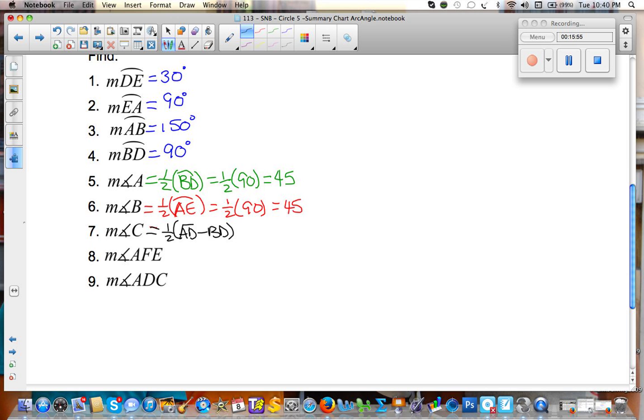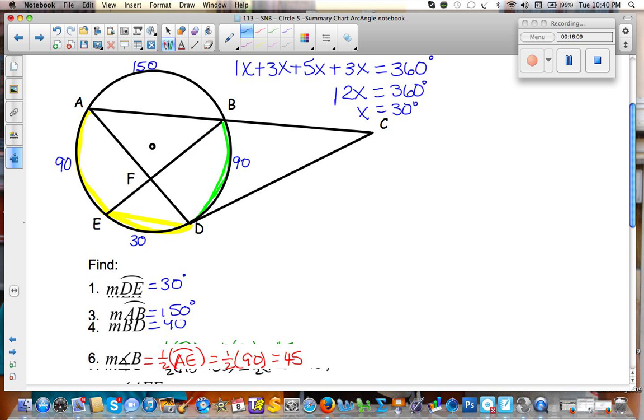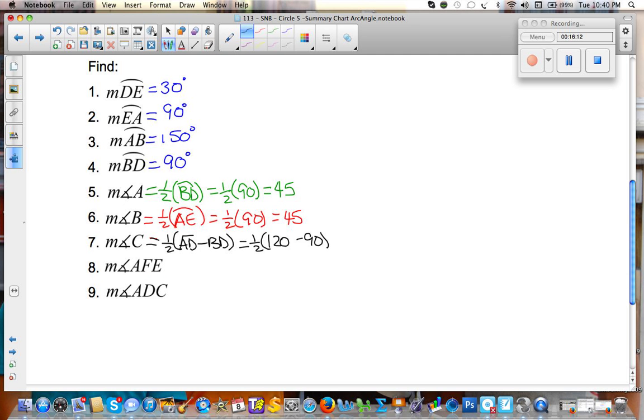So that's going to be equal to 1/2. And we already said the measure of arc AD was 120 minus arc BD is 90. Let me just double check my letters here. AD, BD, yep, that's correct. Okay. We have 1/2, 120 minus 90 is 30. And so when we take half of 30, we end up with 15 degrees.